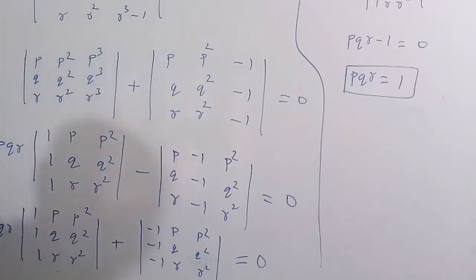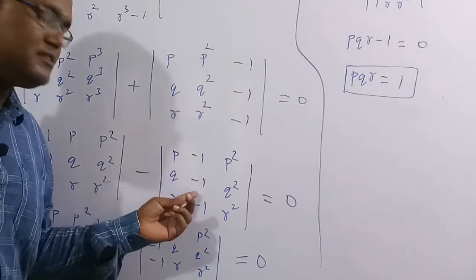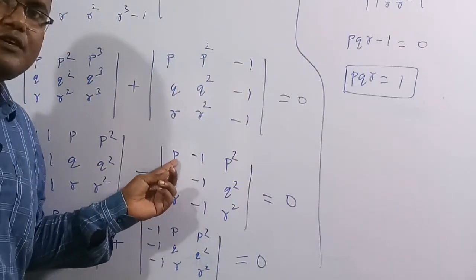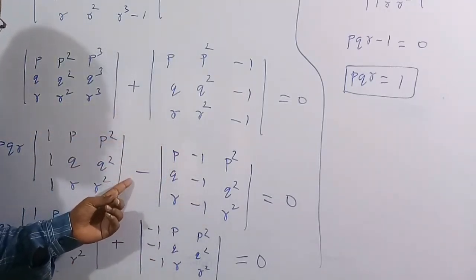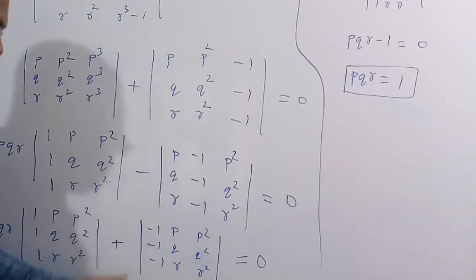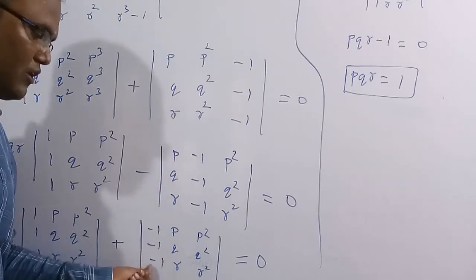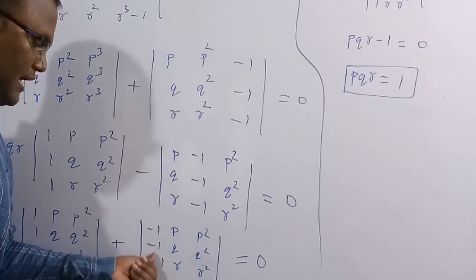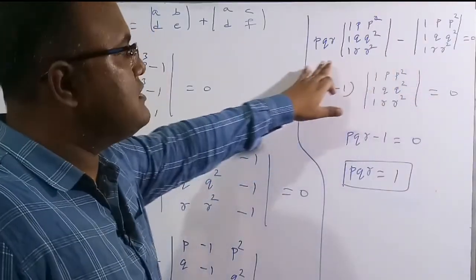Again, the same thing I have written. Again I want to interchange the first column and the second column, so again I have to introduce a minus. Already there is a minus, so minus into minus is again positive. This is what we have got. Now I want to take minus 1 as common in the first column, so I get a minus here. This is the thing I get finally.